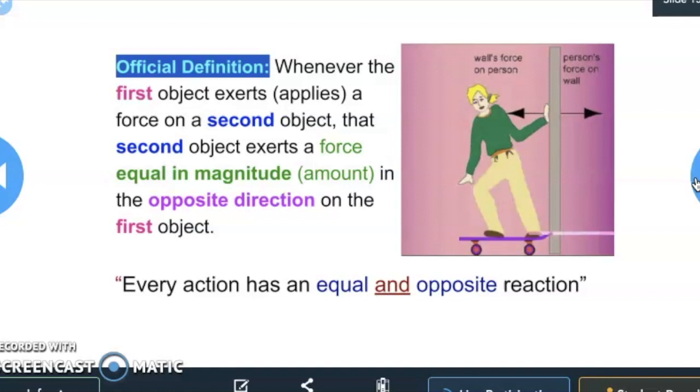So that's pretty fancy. What it boils down to is that every action has an equal in magnitude, in amount, and opposite in direction reaction. To give you an example, if this is a person, the force of the person on the wall equals the force of the wall on the person. The two objects interacting would be the person and the wall. And you can see from the arrows that those forces are equal in magnitude and opposite in direction.